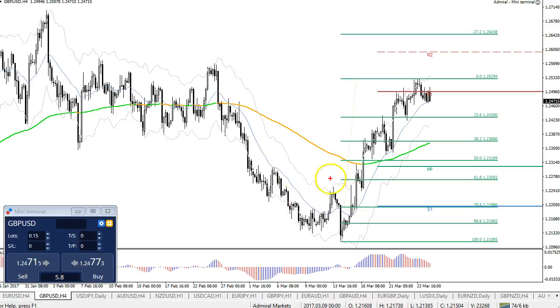But in general, I am looking at a larger triangle, of which I think that this is a wave C, this could be a wave D, and price is going up for a wave E, which means that this particular top is very important, because if price breaks above it, it is not a triangle anymore.